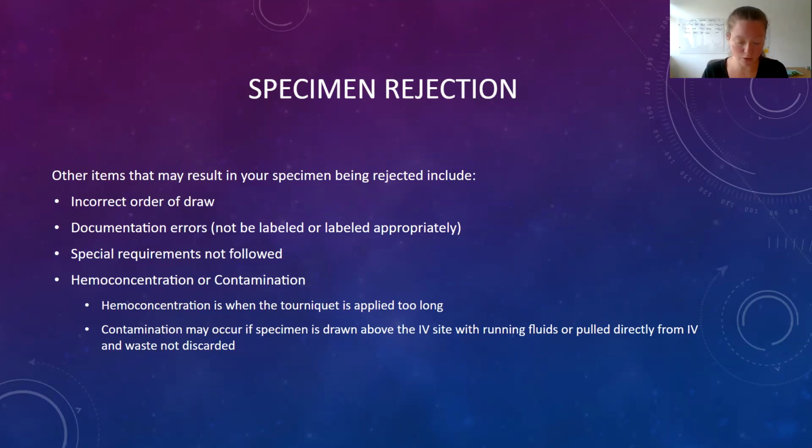The incorrect order of draw, of course. The correct order of draw is the most important thing we can do, especially when we're talking about coagulation testing. Sometimes a discard tube is drawn before that light blue tube, especially depending on the equipment that we're using for the draw. Hemoconcentration or contamination can happen because of IV fluids running, right? So we forgot to turn off the IV fluids, or we drew from above the IV site.